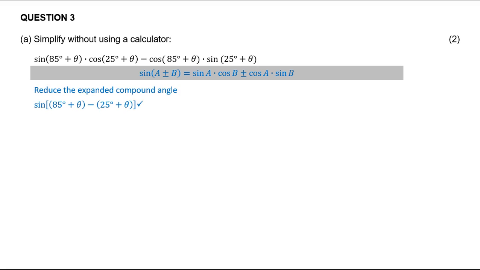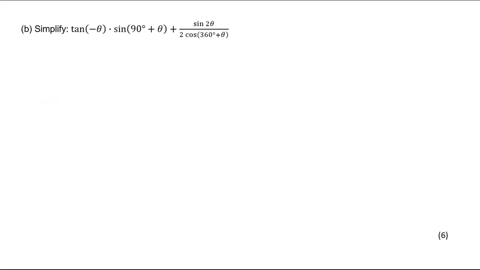Now, inside the bigger bracket there, you've got a negative in between. To break the second bracket, you will just multiply by negative. You will end up having negative 25 degrees minus theta. And you will subtract 25 from 85. You'll minus theta from the theta. Theta minus theta is 0. However, 85 degrees minus 25 degrees will give you 60. And sin of 60 will be the square root of 3 over 2. Done. Let's move to the second one.